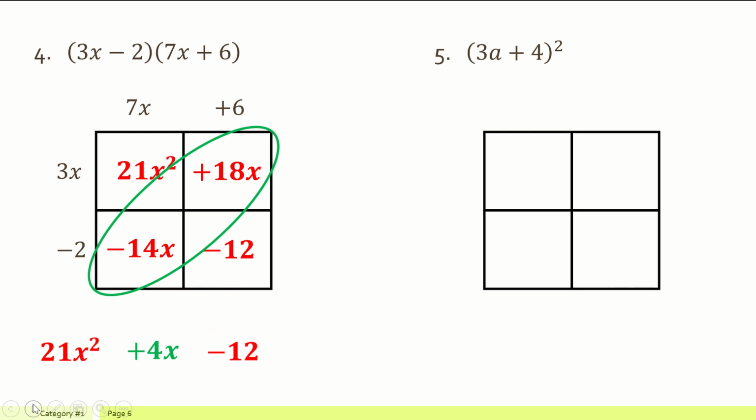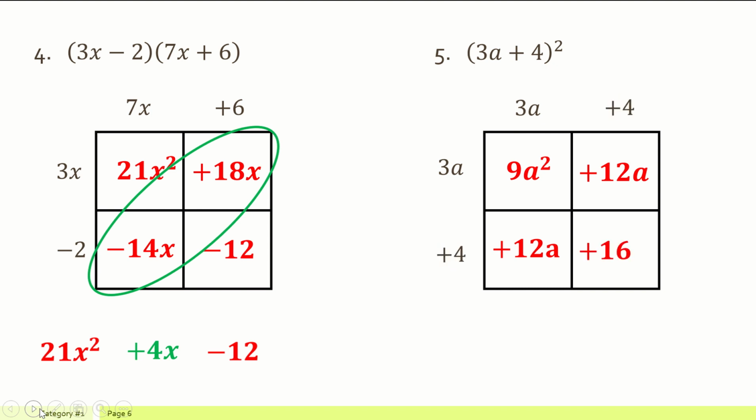3a plus 4 squared, well, that's the exact same thing as saying 3a plus 4 times 3a plus 4. We're just going to multiply it by itself. So once again, we can set up our box method. 3a times 3a, 9a squared. 3a times 4 is 12a. 3a times 4 is 12a. And then 4 times 4 should give us a positive 16.